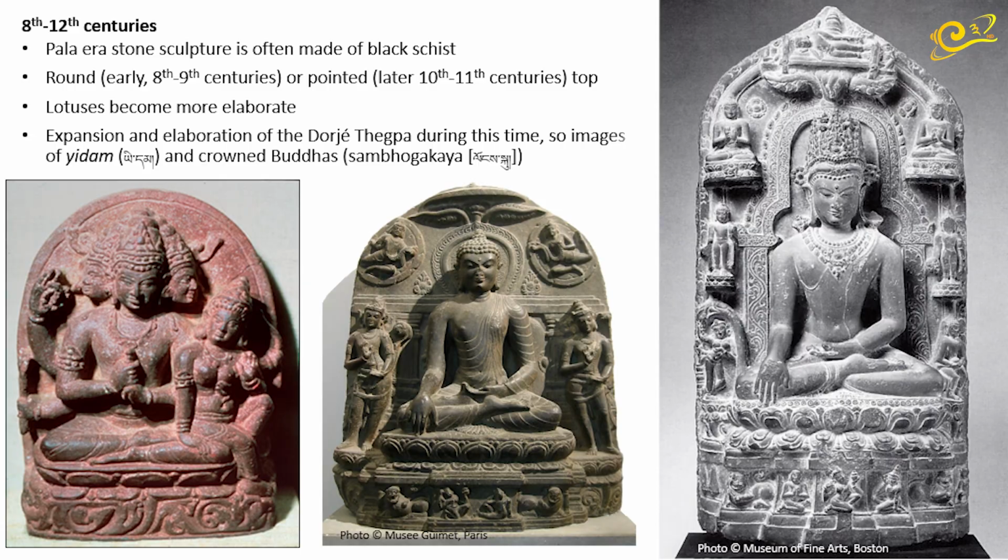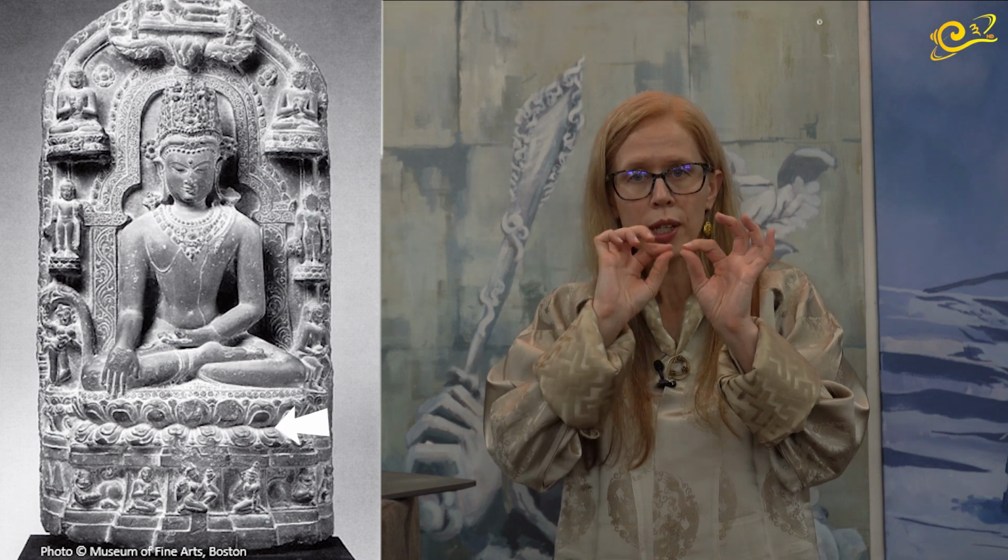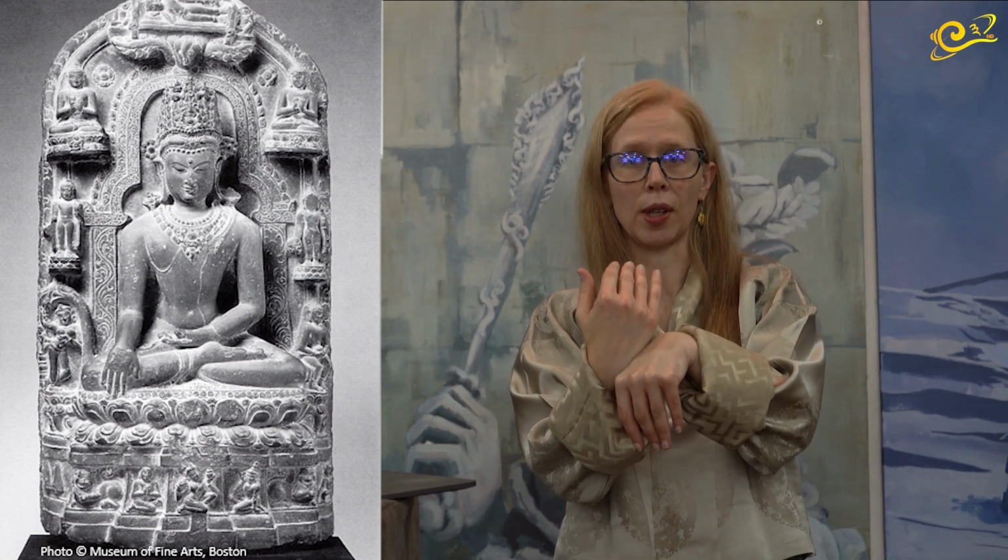During this time, the lotuses have become much more elaborate. We see much more of a double lotus and then a double lotus pedestal beneath, where we have a lotus on top and a lotus on bottom. And we get these little tips coming out that really look familiar to us. And it's good to remember that during the Pala, there was a large elaboration and expansion of the Dorji Tekpa. And so we start seeing images that have yidam, we have yabyum, we also have images that are longku form.